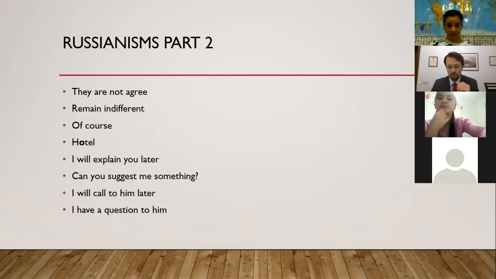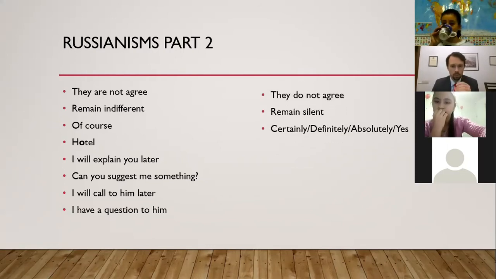So, hotel. I should reveal the answers here. I forgot. We've got answers. They do not agree. Of course, alternatives here are certainly, definitely, absolutely, or yes. It might be hard to see there, but in the Russian incorrect form, the O is stressed. In the correct English form, the E is stressed. So it should be hotel, not hotel. Hotel. Stress is on the second syllable.